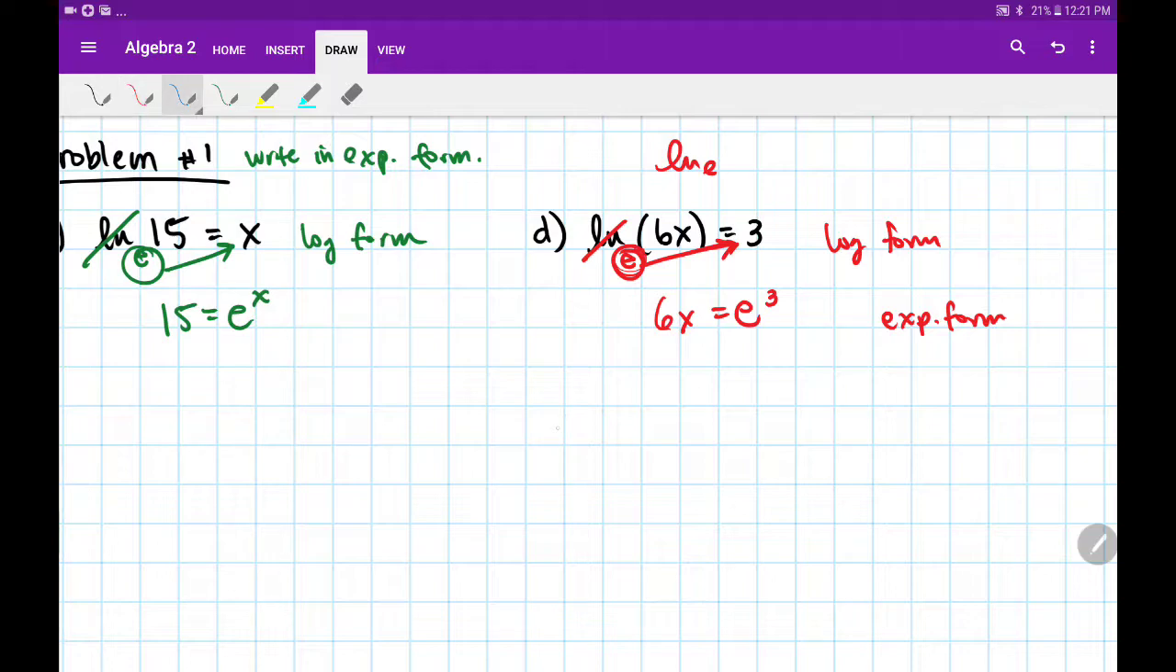Just as a quick check, let's see if you remember, if this had been log 6x equals 3, try writing the final answer yourself. Go from log to exponential form.